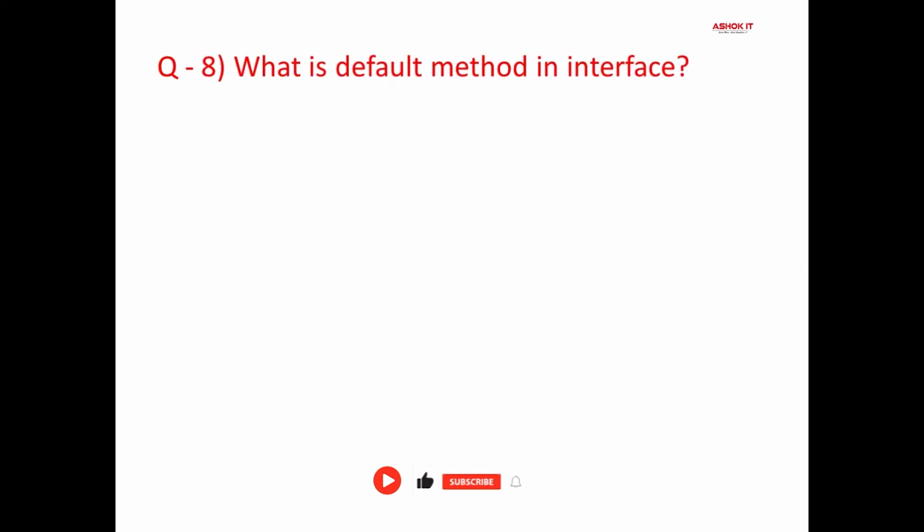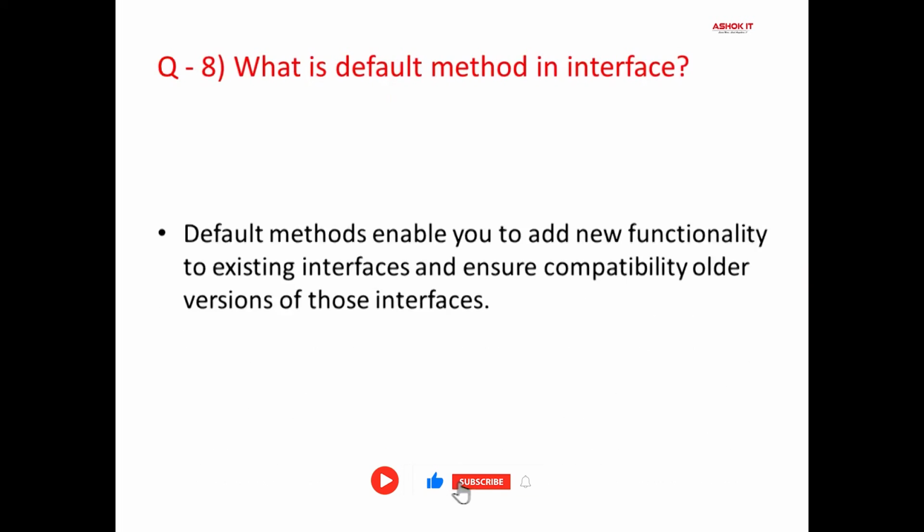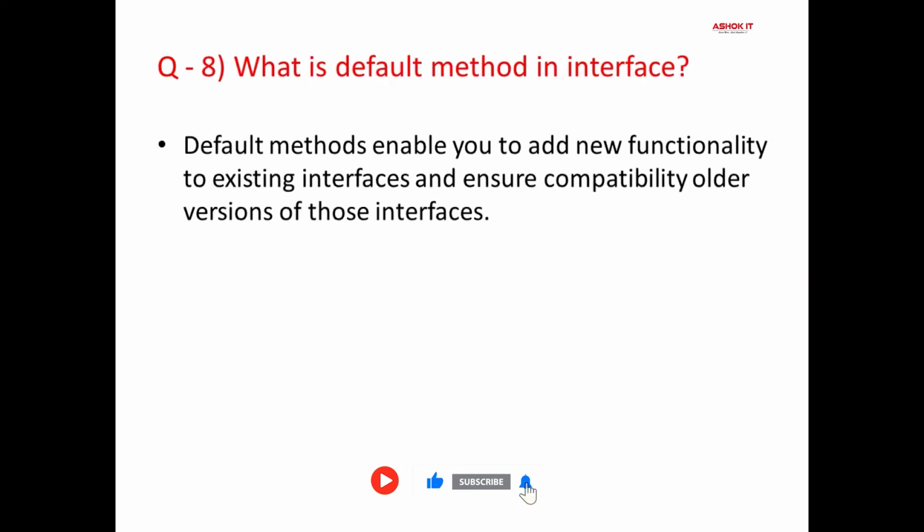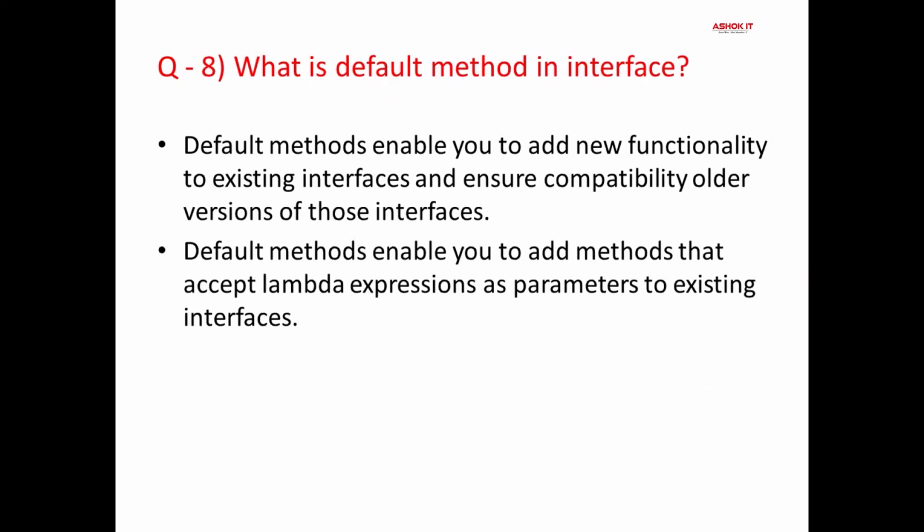Question number 8. What is a default method in an interface? Default methods were introduced in Java 8, and they were introduced to provide backward compatibility so that existing interfaces can use the lambda expression without implementing the methods in the implementation class. These default methods are also known as defender methods or virtual methods.